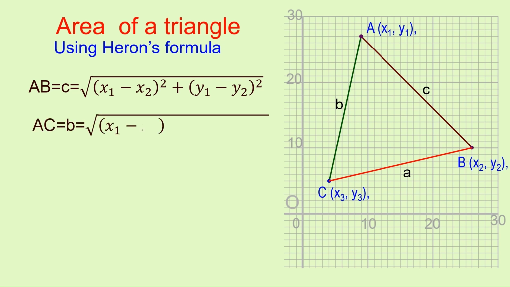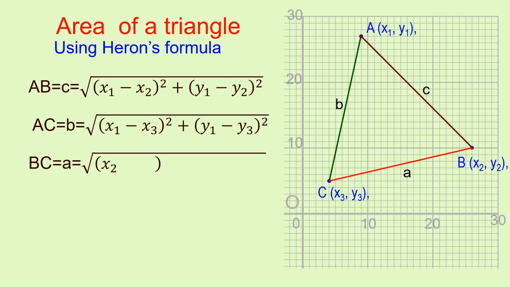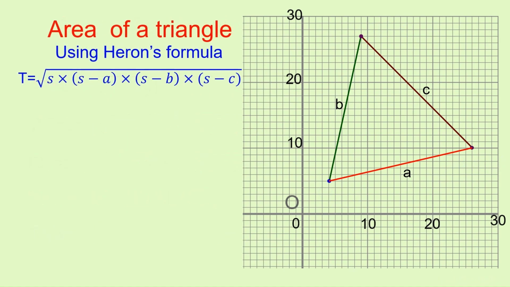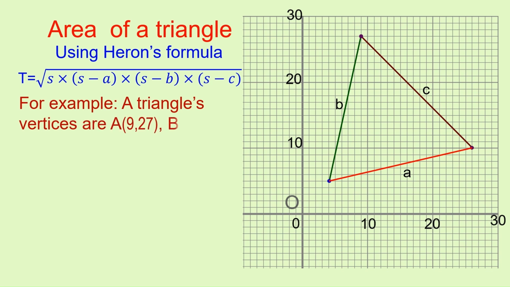AC equals b equals square root of (x1 minus x3) whole squared plus (y1 minus y3) whole squared. BC equals a equals square root of (x2 minus x3) whole squared plus (y2 minus y3) whole squared. Note semiperimeter s equals 1/2 times (a plus b plus c). Apply now Heron's formula for area T.